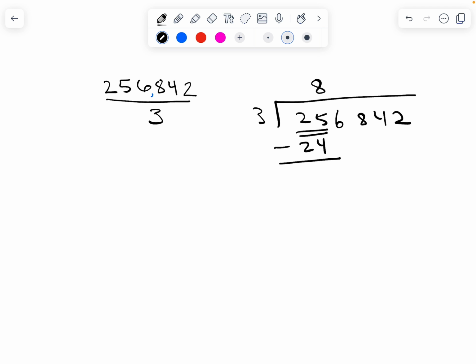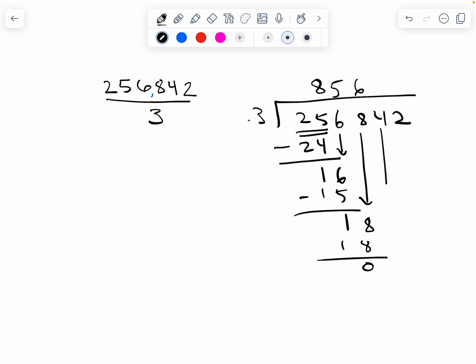Now we subtract. 25 minus 24 is 1. We bring down the 6. 3 times what is 16? We can get 3 times 5 without overshooting that. 3 times 5 is 15. We're going to subtract, bring down the 8. Now 3 times what is 18? 3 times 6 is 18.